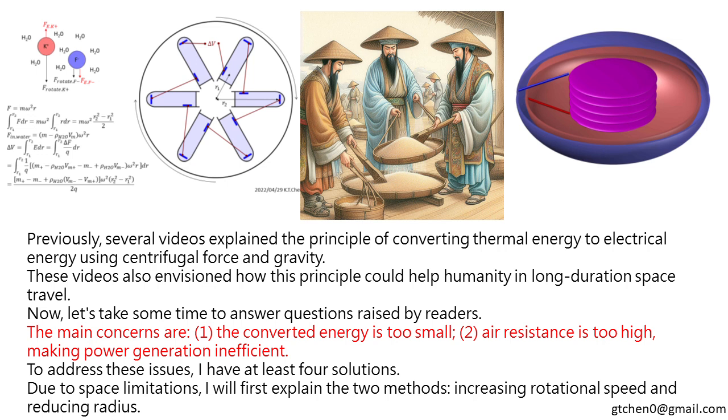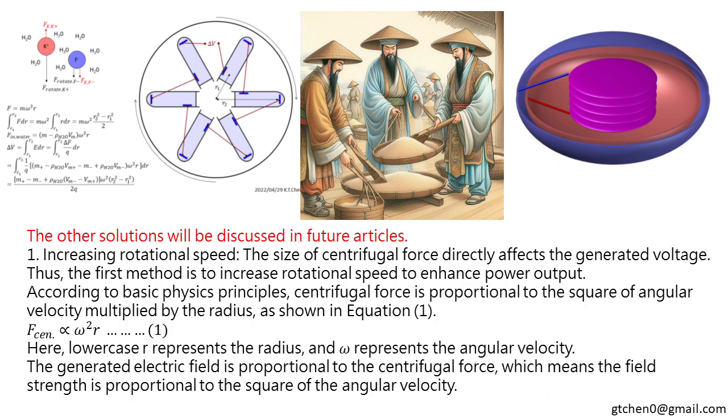The main concerns are: 1. The converted energy is too small. 2. Air resistance is too high, making power generation inefficient. To address these issues, I have at least 4 solutions. Due to space limitations, I will first explain 2 methods, increasing rotational speed and reducing radius. The other solutions will be discussed in future articles.